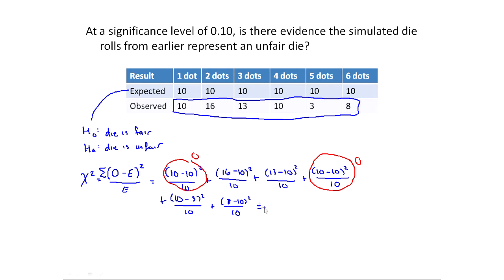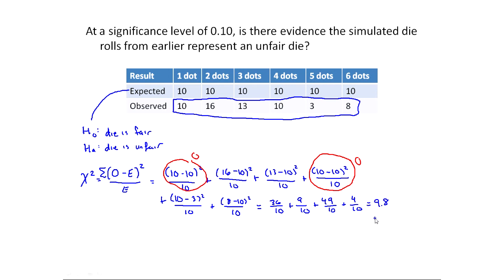You're going to introduce a chance of a minor calculation error. So this right here would be 6 squared, so 36 over 10, plus, difference here is 3 squared, so 9 over 10, plus 7 squared over 10, so 49 over 10. And then finally, 2 squared, so it's actually negative 2, squared over 10, so 4 over 10. And when you add all of these up, you get 98 over 10, or 9.8.